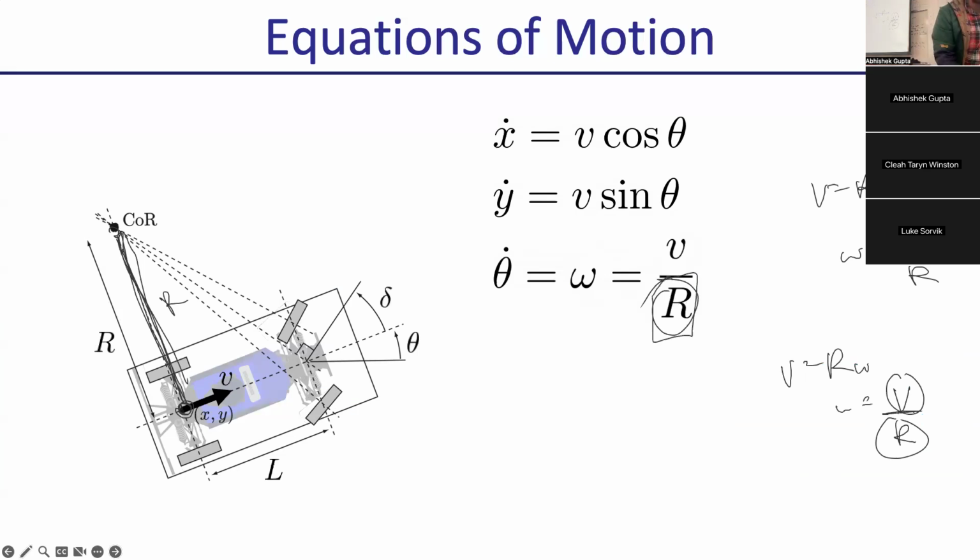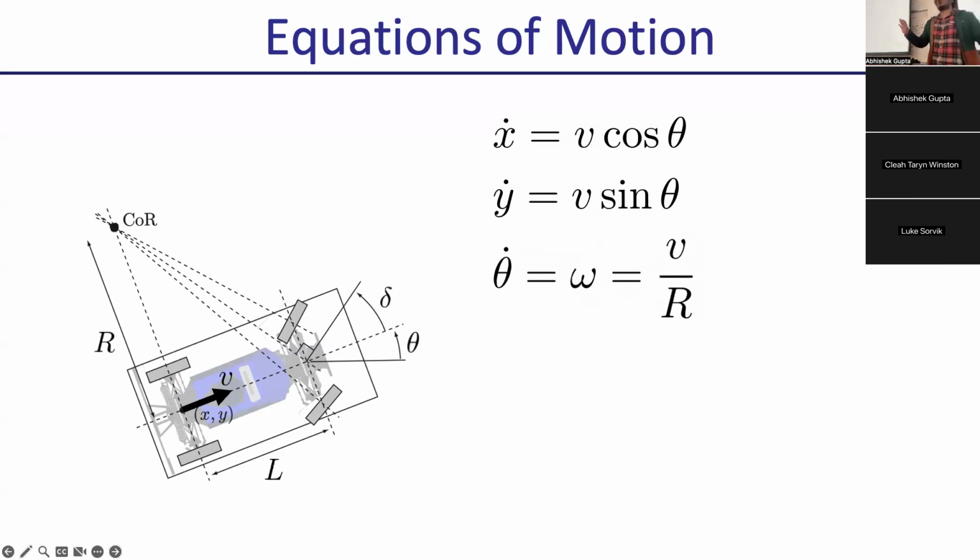Does it make sense so far? Theta dot is omega. Omega is V over R. We need to figure out R. So to figure out R, we're going to do a little bit of geometry.